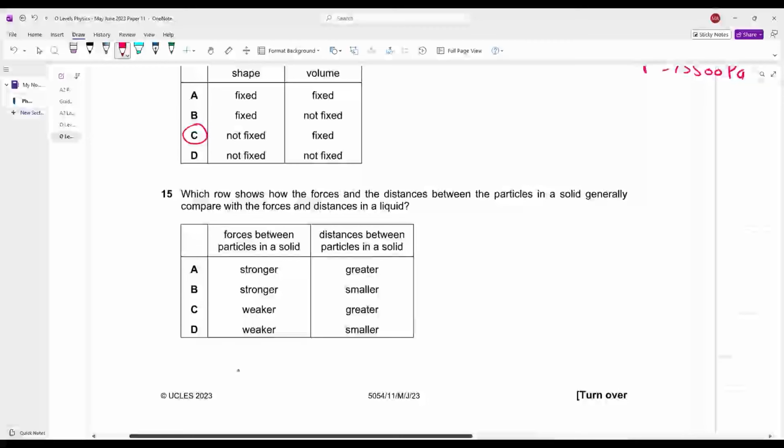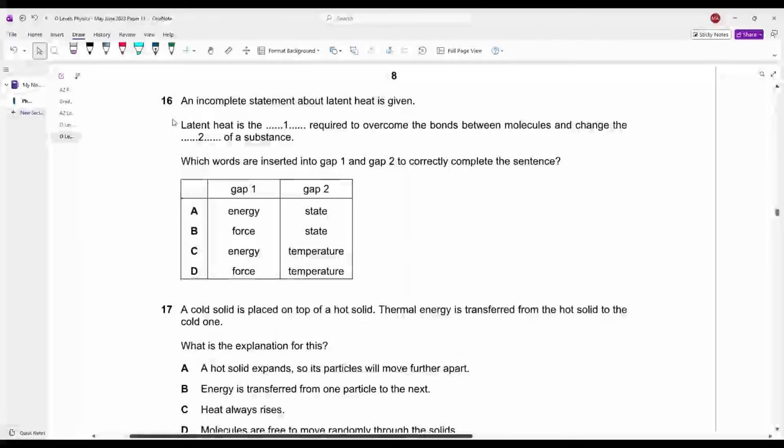Which row shows the forces and the distance between a particle and a solid, generally compared with the forces and distance in a liquid? The forces between a solid क्या होती हैं? Stronger. The distance between the particle and a solid क्या होते हैं? Smaller. Particles closer together होते हैं in solid. 15 का आंसर क्या हो गया? B. 16 पे आ जाओ भाई.